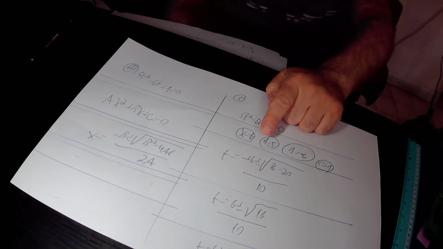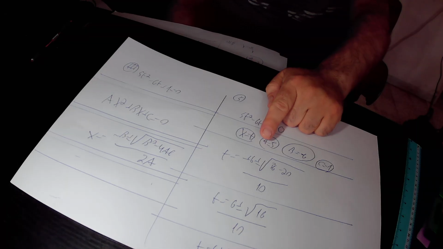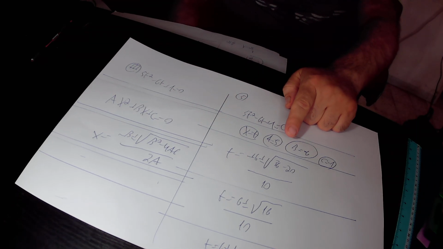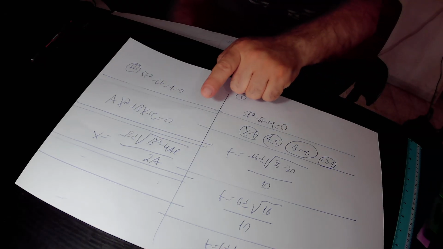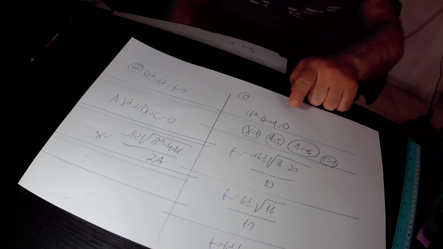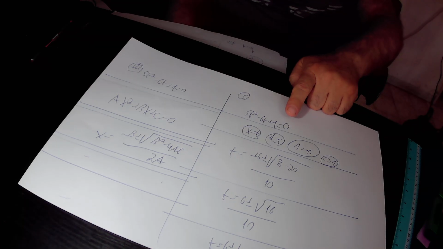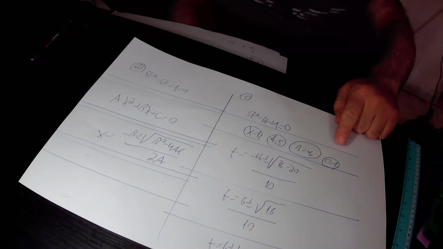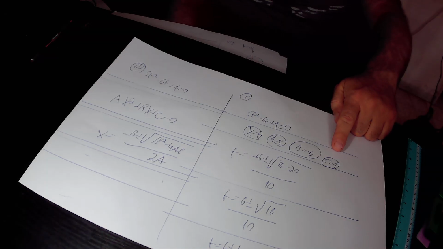B is minus 6, therefore minus b is minus 6, that is plus 6, plus minus the square root of b squared. B is minus 6, therefore b squared is minus 6 squared, that is 36, minus 4 times a. So it is minus 4 times a, and a is 5. So it is minus 4 times 5, that is minus 20, times c. C is 1, so minus 20 times 1 is minus 20.